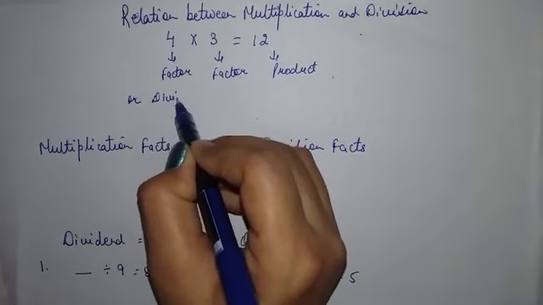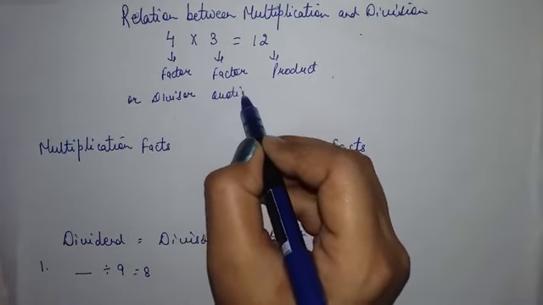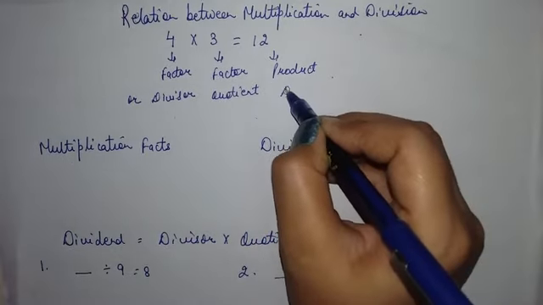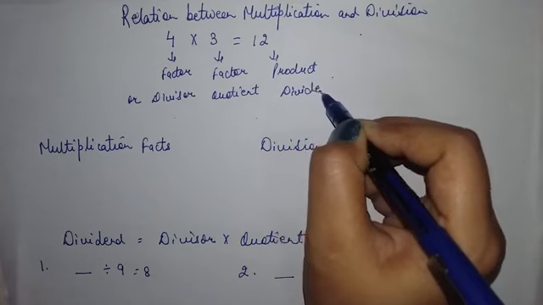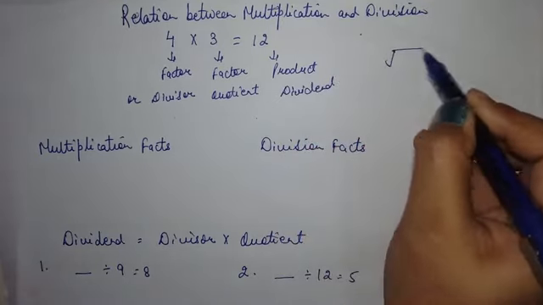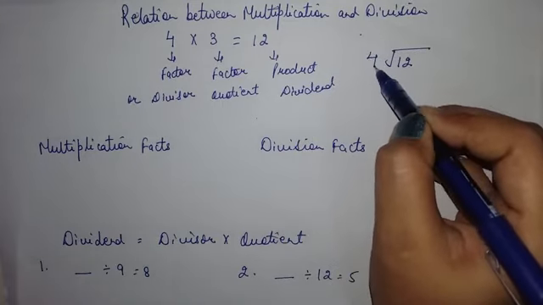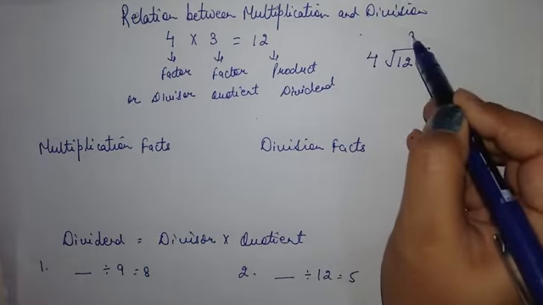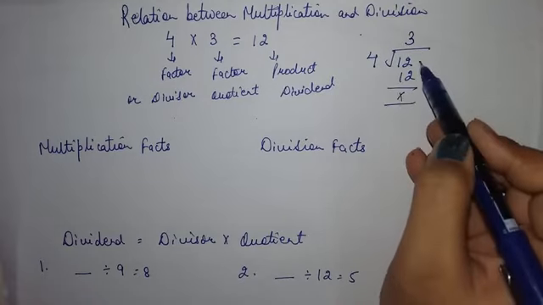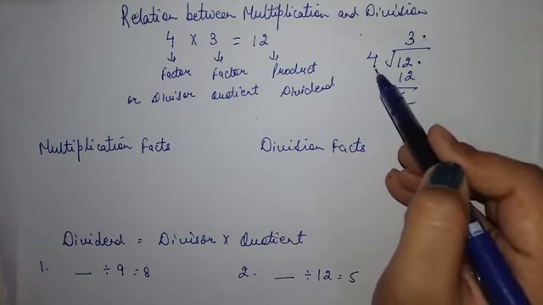or you can say this is a divisor, this is a quotient, and this is a dividend. You can write it in any form. If you divide 12 with 4, you will be getting the quotient 3. 4 3s are 12. So 12 is a dividend, 3 is a quotient, and 4 is a divisor.